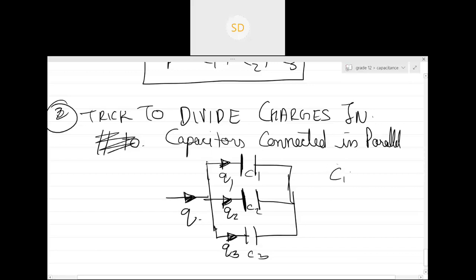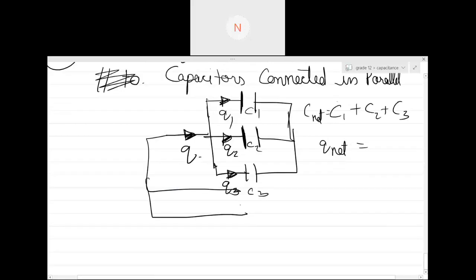The net capacitance was C1 plus C2 plus C3. Was this the net capacitance? Yes, sir. So what will be the charge coming out of the battery? C1 plus C2 plus C3 into V. So the charge coming out of the battery will be C1 plus C2 plus C3 into V, right? Yes or no?